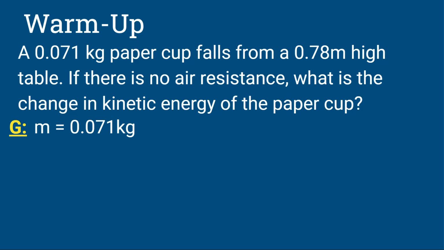The question says that the cup falls, and that's going to imply that it falls from rest. Okay, it's implied there. It doesn't say that it's thrown or knocked off or anything else. So the initial velocity of this cup is 0, and then it falls, and as it falls, it's going to fall 0.78 meters. So I know the displacement will be negative 0.78 meters because it's falling downward. Okay, and there's no air resistance.